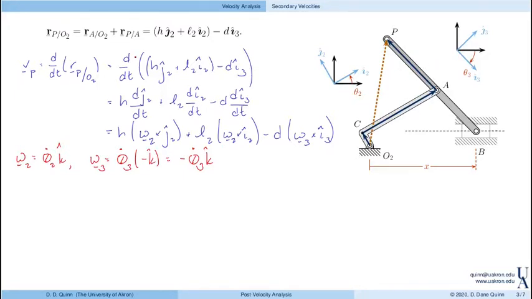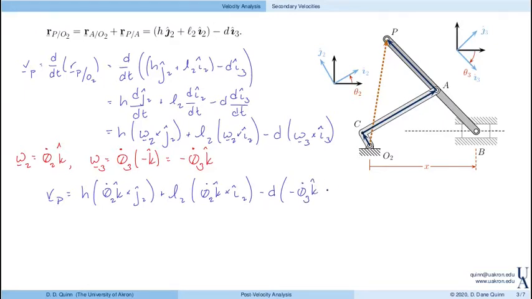And then taking this and putting it back into this expression for the velocity, we see that the velocity of P is h times theta 2 dot k cross j2, then L2, again, theta 2 dot k cross I2, finally minus d times minus theta 3 dot k cross I3. So we need to evaluate these cross products.